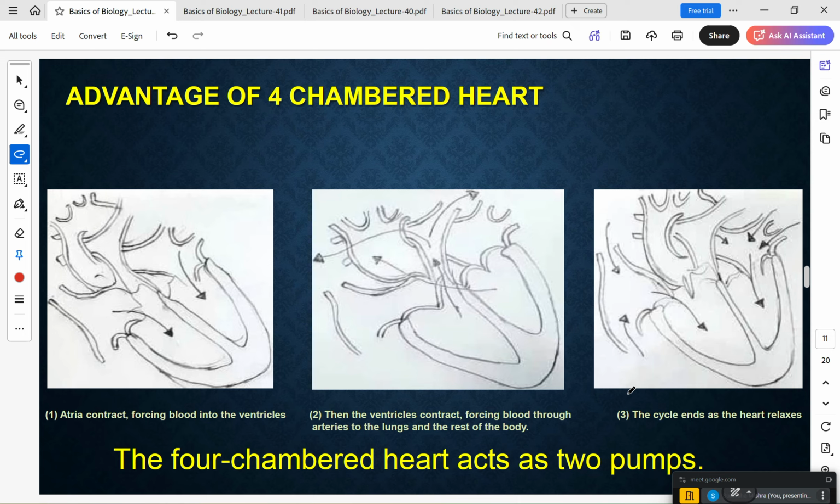So the four-chambered heart, because there is a complete separation, essentially has two pumps. There is the first one. In the first case, the atria contract, forcing blood into the ventricles.